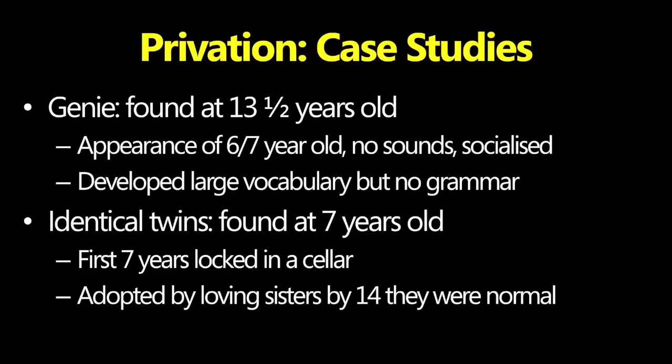Kick off with case studies, I think. Let's just go straight ahead with Jeannie. Jeannie spent most of her childhood locked in a room. During the day, she was strapped to a child's potty and was punished if she made any sound. She was found when she was 13 and a half years old. On discovery, she had the appearance of a 6 to 7-year-old, and she was described as unsocialised, primitive, and hardly human. She had made virtually no sounds and was hardly able to walk.